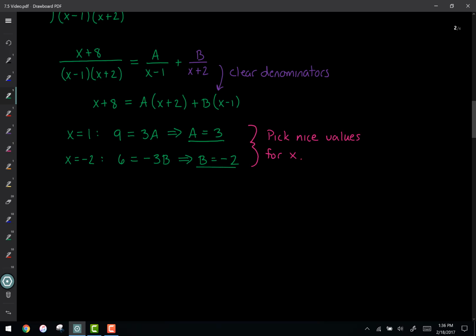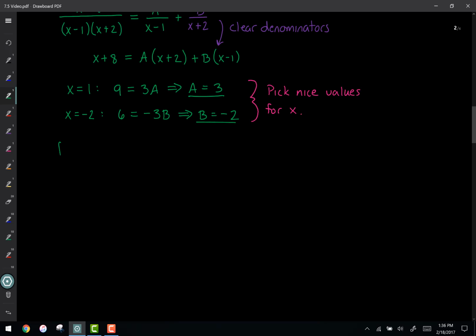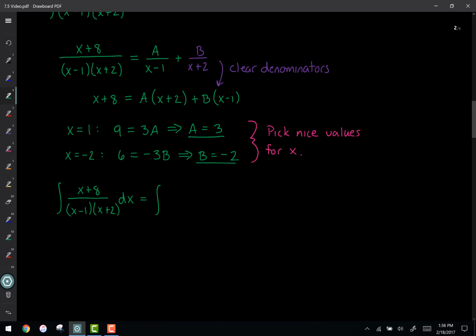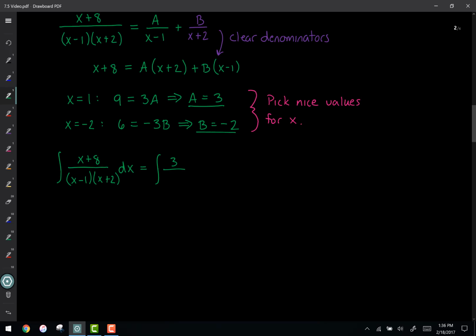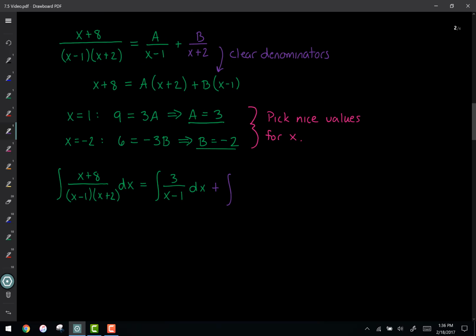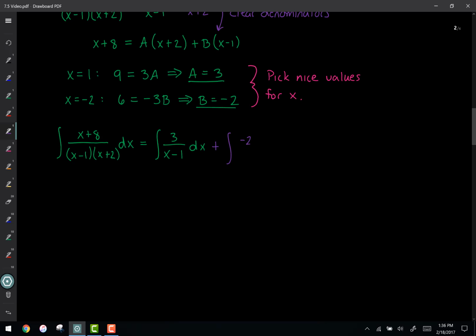Okay. Now we're good to go. Because our integral that we're interested in, the integral of x plus 8 over x minus 1 times x plus 2 dx, is equal to the integral of a divided by x minus 1, so 3 divided by x minus 1 dx, plus the integral of b divided by x plus 2, where b is -2. So -2 divided by x plus 2 dx.